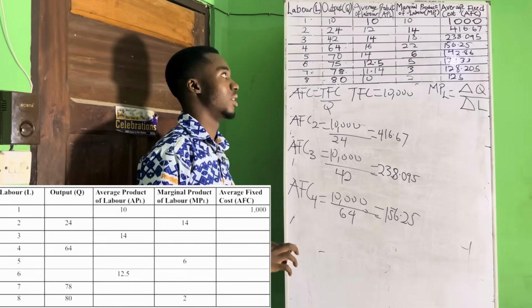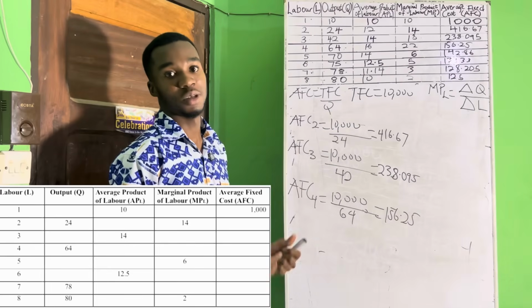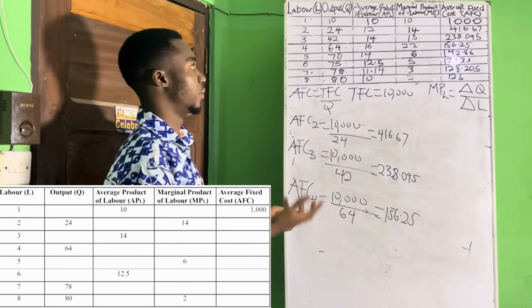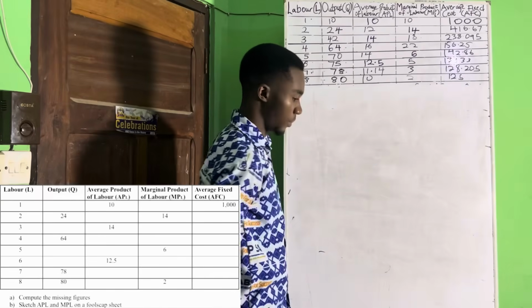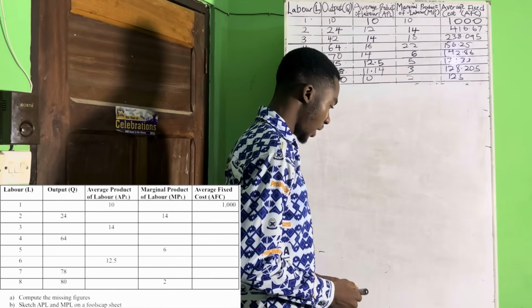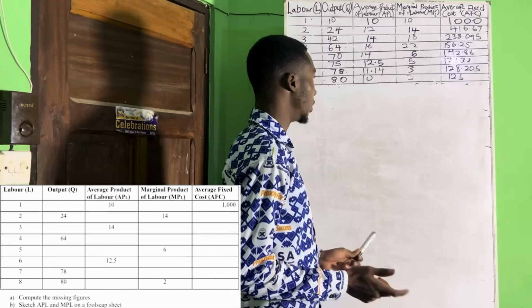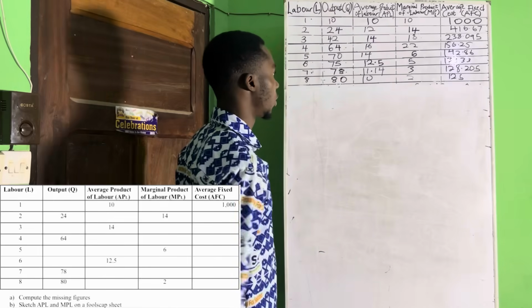So that's how you go about it. I know it's very lengthy, but it can come as a full question. If it comes as a full question, you just need to know the formulas and you are good to go. All right, so we are done with the values for all of them. And part B says we should sketch APL and MPL on a foolscap sheet. So we are going to do it on the board.